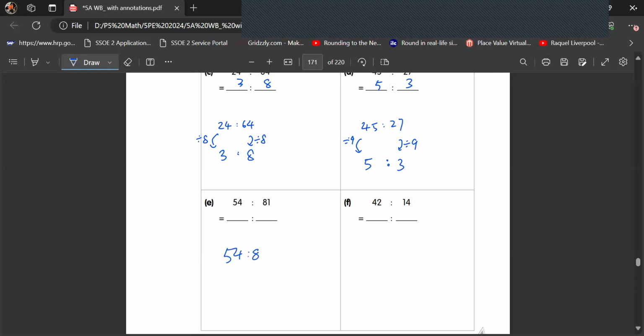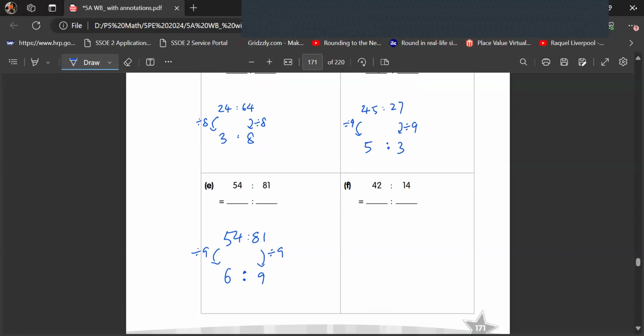So 54 is to 81. Instead of dividing by 2, 3, 4, go with the bigger numbers. And then your friends can say divide by 9. So 81 divided by 9 is 9. 54 divided by 9, 6 to 9. Can I divide further? Can I divide by 6? No. Divide by 3. So I get 2 is to 3. Is this simplest already? Yep.